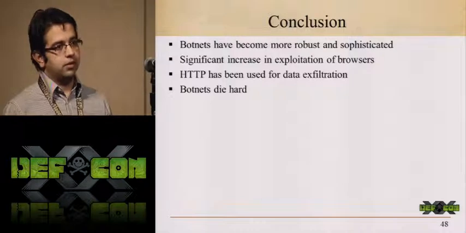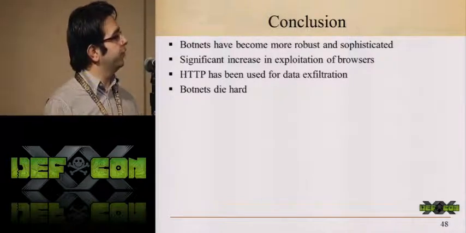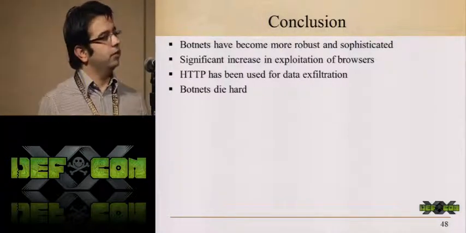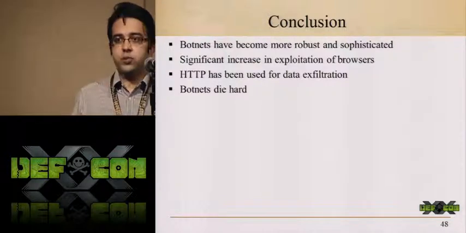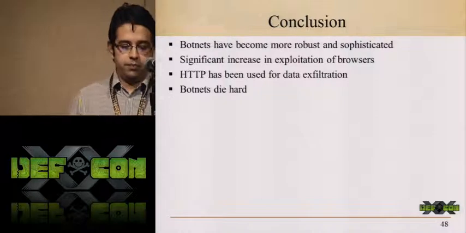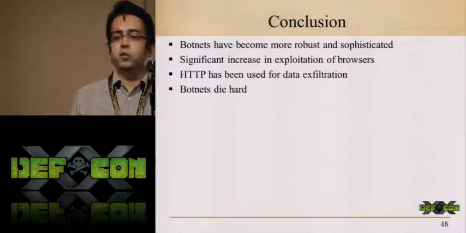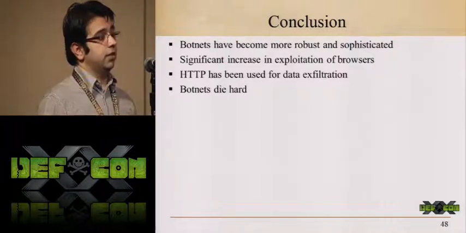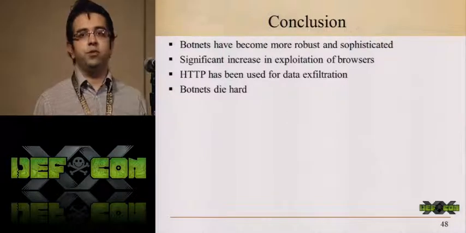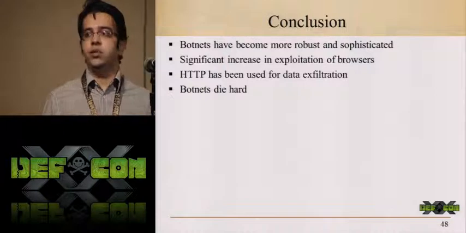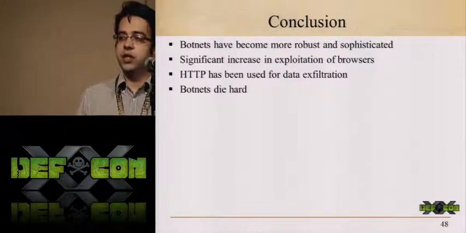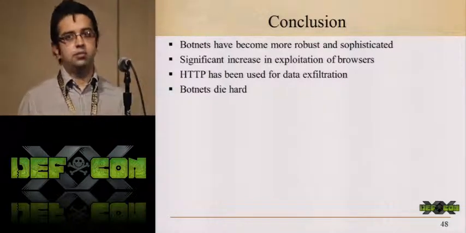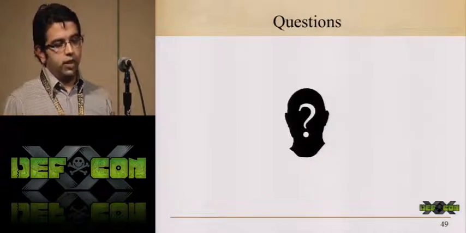So the conclusion, looking at this kind of scenario and the techniques that we have discussed here, is that botnets have become more robust and sophisticated. There is a significant increase in the exploitation of browsers. Browsers provide a window to the internet, so it's always good to exploit them. HTTP has been used as the preferred protocol for data exfiltration. And at the end, I would like to say botnets die hard, they are still existing and they're going to exist. But what we have to do is come up with a new protection mechanism that uses the concept of asymmetry. If we can stop these botnets for some period of time, then we can get a lot done. So any questions?